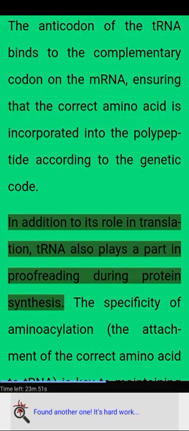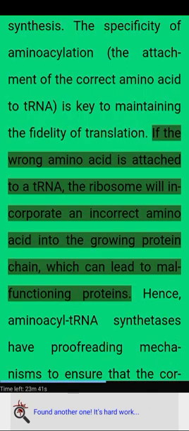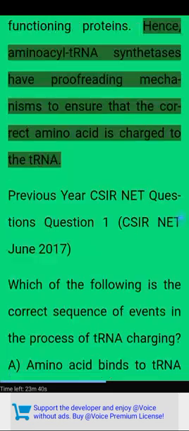In addition to its role in translation, tRNA also plays a part in proofreading during protein synthesis. The specificity of aminoacylation, the attachment of the correct amino acid to tRNA, is key to maintaining the fidelity of translation. If the wrong amino acid is attached to a tRNA, the ribosome will incorporate an incorrect amino acid into the growing protein chain, which can lead to malfunctioning proteins. Hence, aminoacyl tRNA synthetases have proofreading mechanisms to ensure that the correct amino acid is charged to the tRNA.